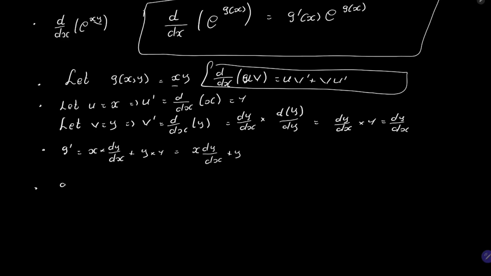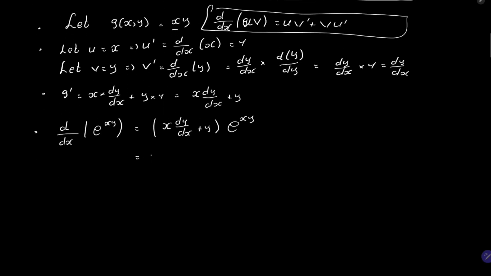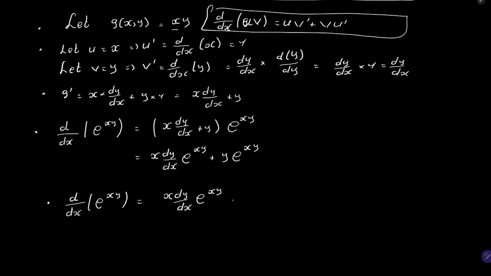So we can then conclude that the derivative with respect to x of our function e to the xy leaves us with g prime of x, which is x dy on dx plus y, times e to the xy. Opening the bracket, we have x dy on dx e to the xy plus y e to the xy. We can then conclude that the derivative with respect to x of our first term leaves us with x dy on dx e to the xy plus y e to the xy. We call this equation 1.